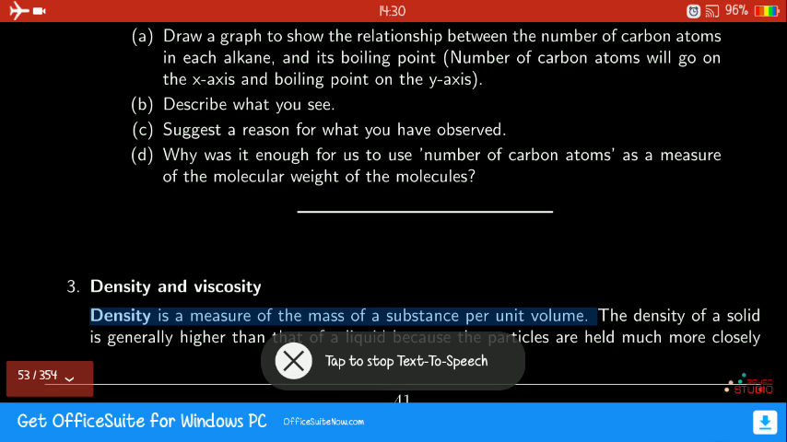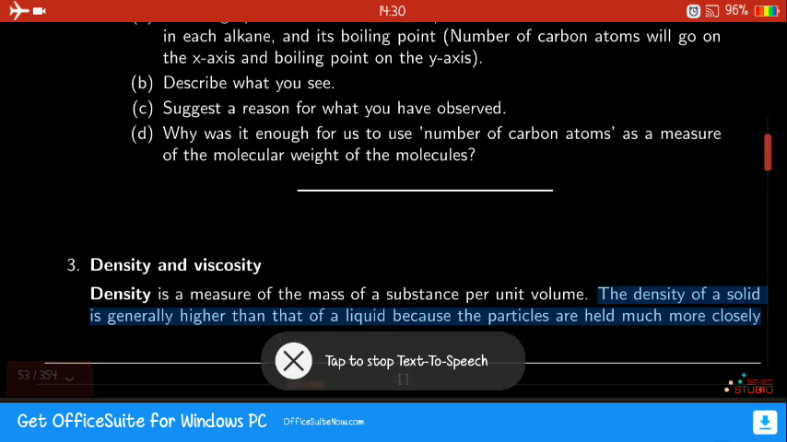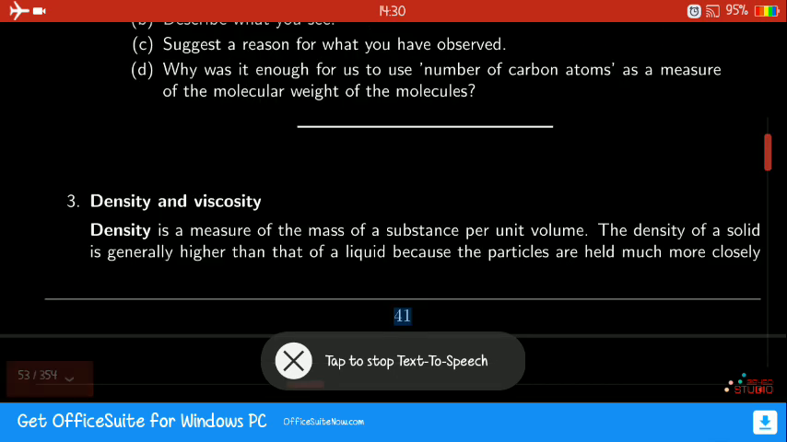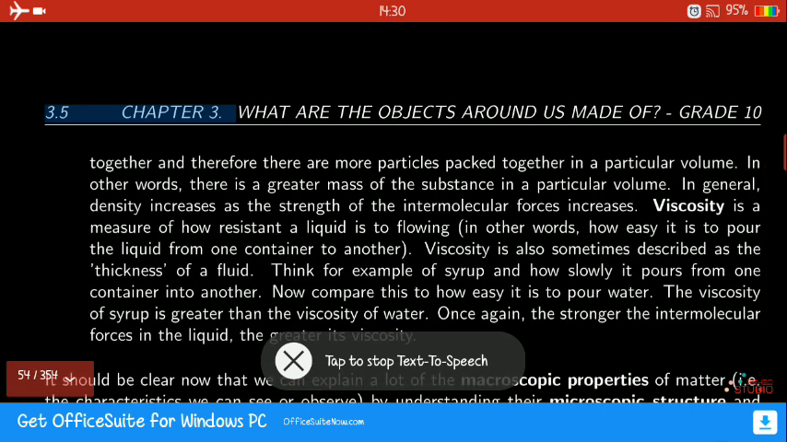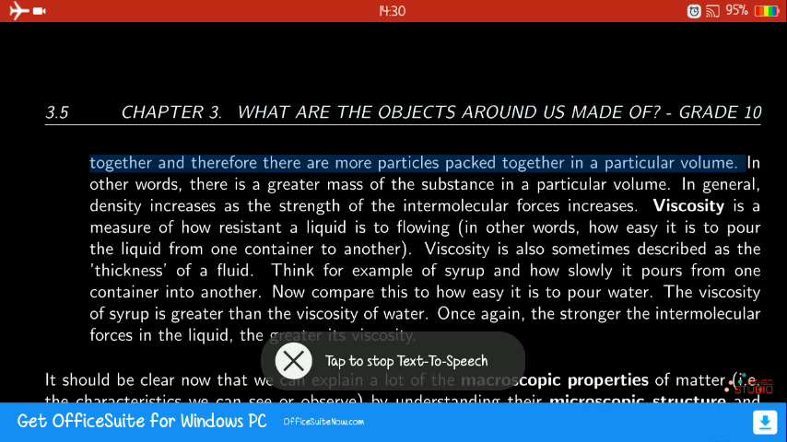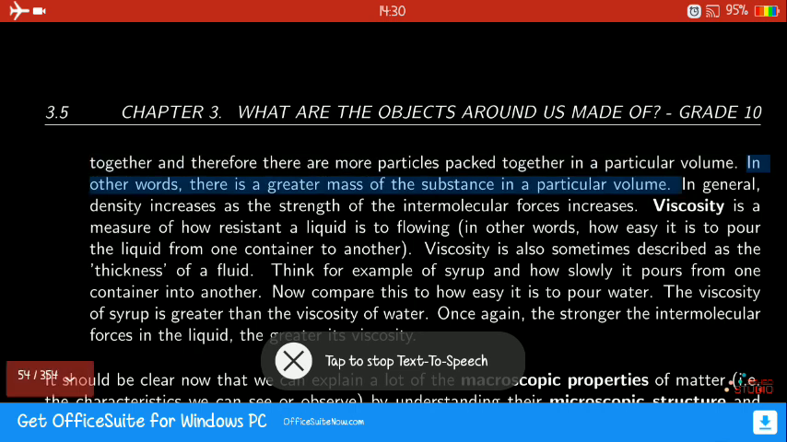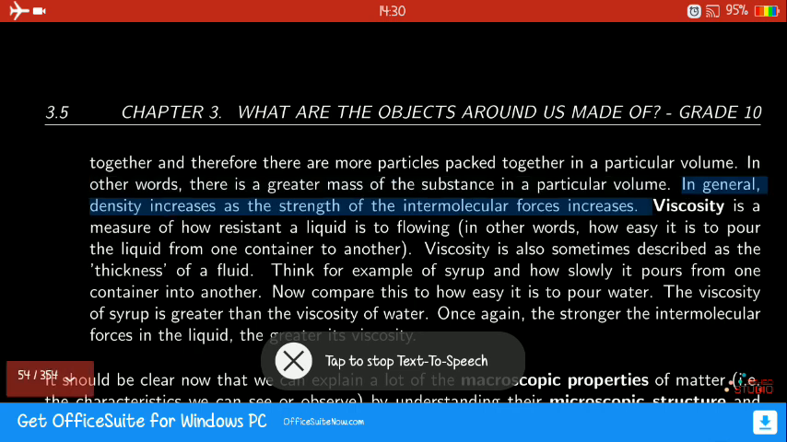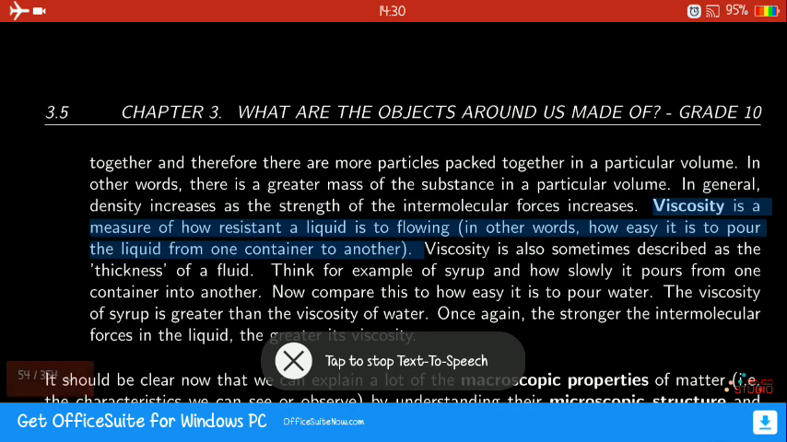Theme: density and viscosity. Density is a measure of the mass of a substance per unit volume. The density of a solid is generally higher than that of a liquid because the particles are held much more closely together and therefore there are more particles packed together in a particular volume. In other words, there is a greater mass of the substance in a particular volume. In general, density increases as the strength of the intermolecular forces increases.